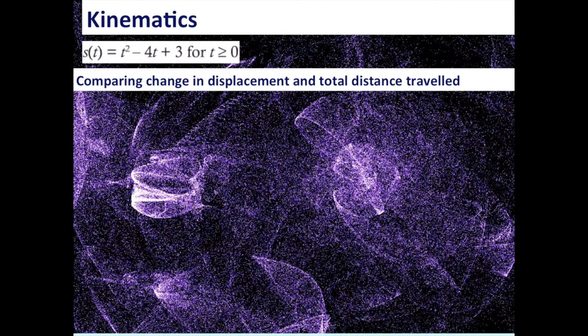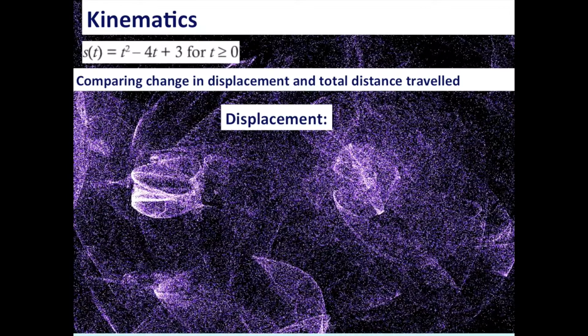In this section we're going to be looking at kinematics, which is essentially looking at particular motion, and hopefully we're going to be able to put some of the techniques and concepts that we've learned about so far into a more useful real-world context. So to start off with, we're going to have a look at the difference between displacement and total distance travelled and how we can interpret that in the context of integration.